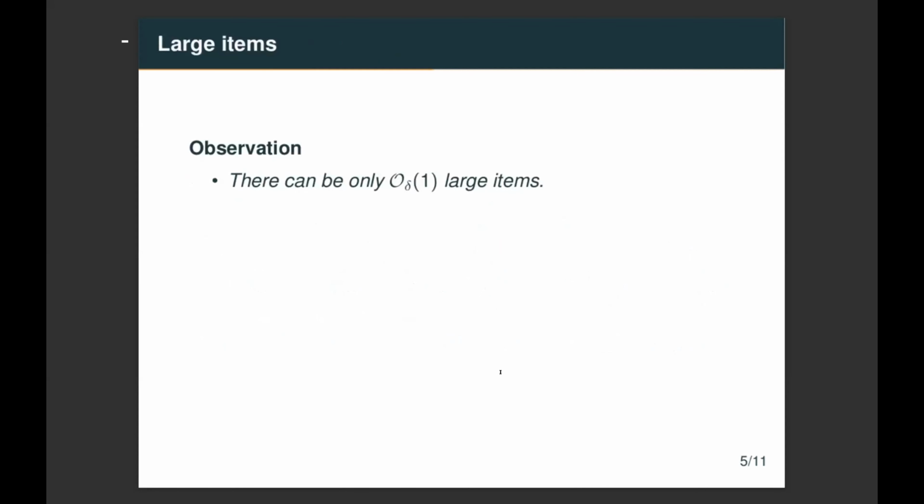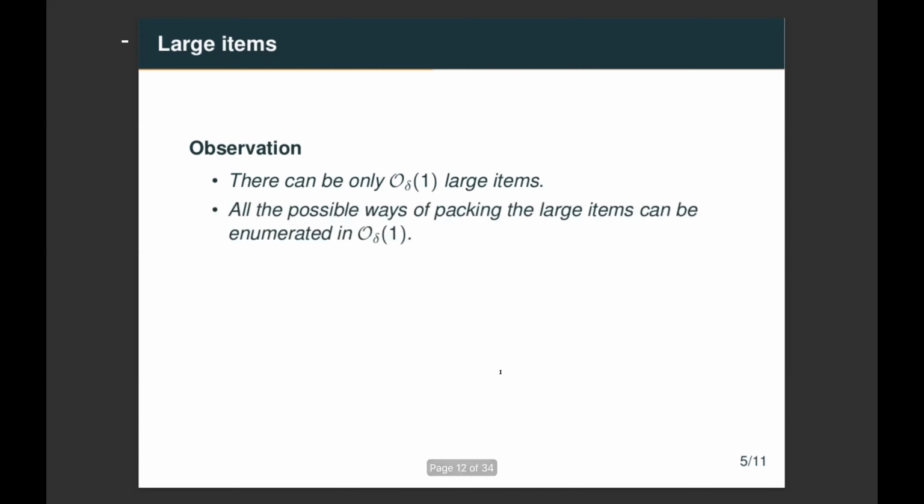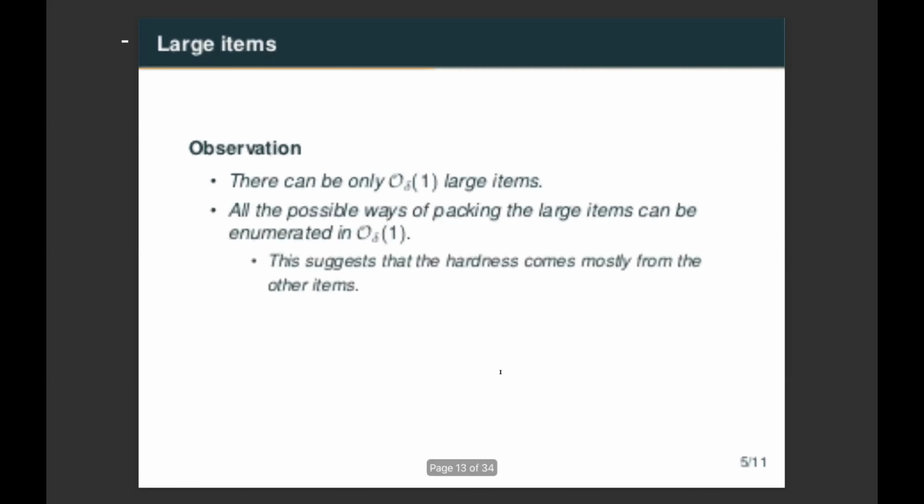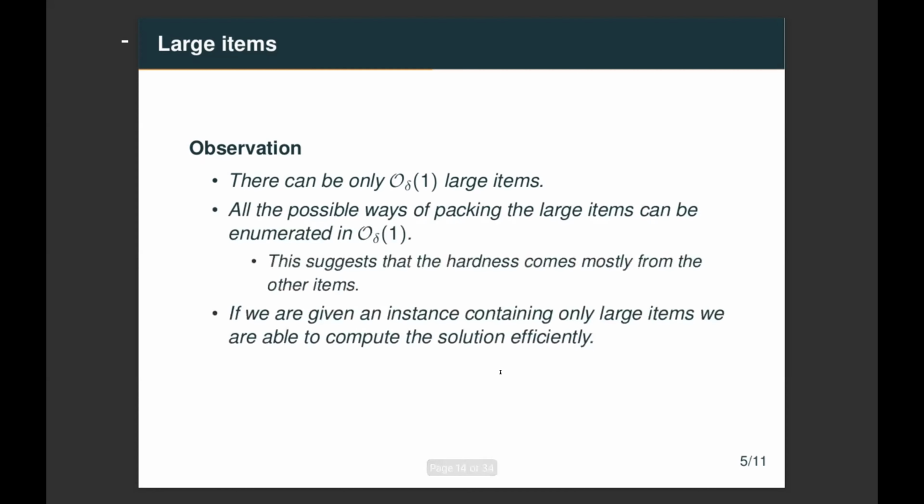An important observation here is that since we assume that delta is a constant, there can be only constantly many large items. So basically this suggests that we can enumerate all the possible ways of packing these items. And this suggests that the hardness comes mostly from the rest of the items. Basically, if you are given an instance containing only large items, we are even able to compute the solution efficiently.